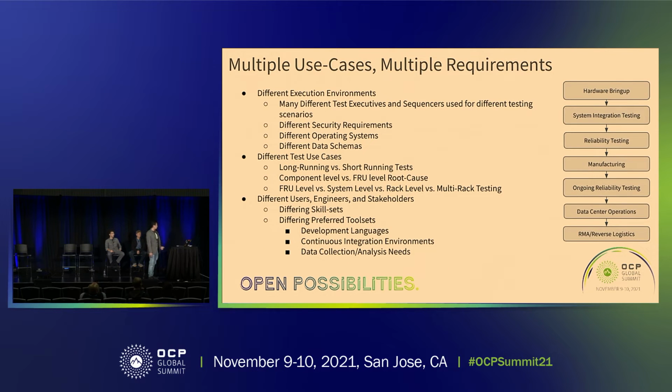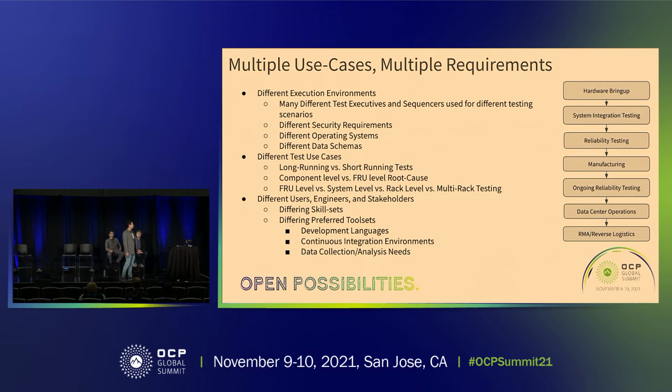So in this slide, we really want to showcase that there are multiple use cases and different scenarios. In each of these scenarios, there are many different test executives. There are different sequences. Even within companies, there are different executives. There are different test runners. There are different things that we use to run these tests, to get the data, to harvest it, and to make decisions based on that data. So the test cases are completely different.